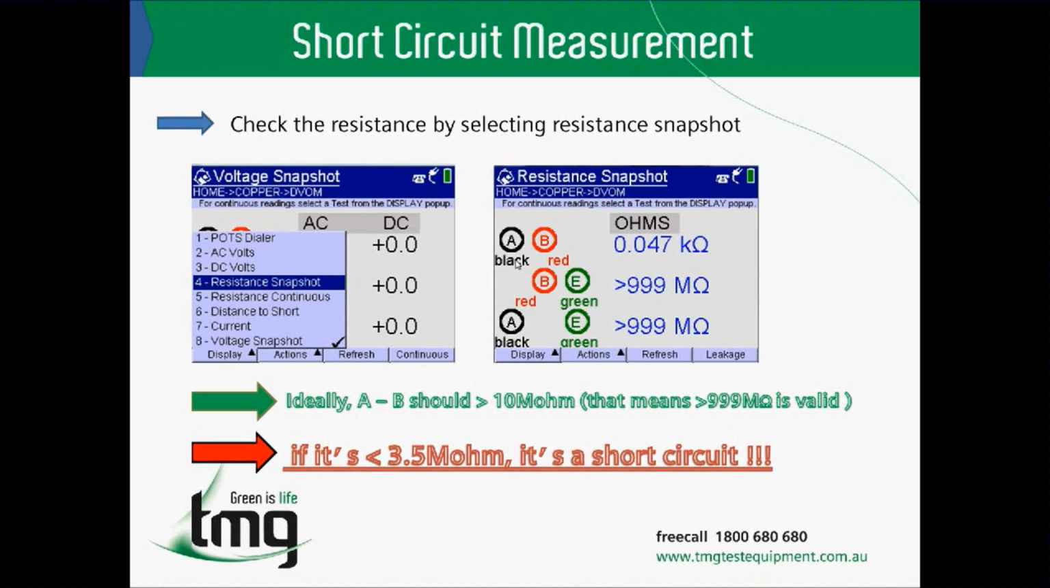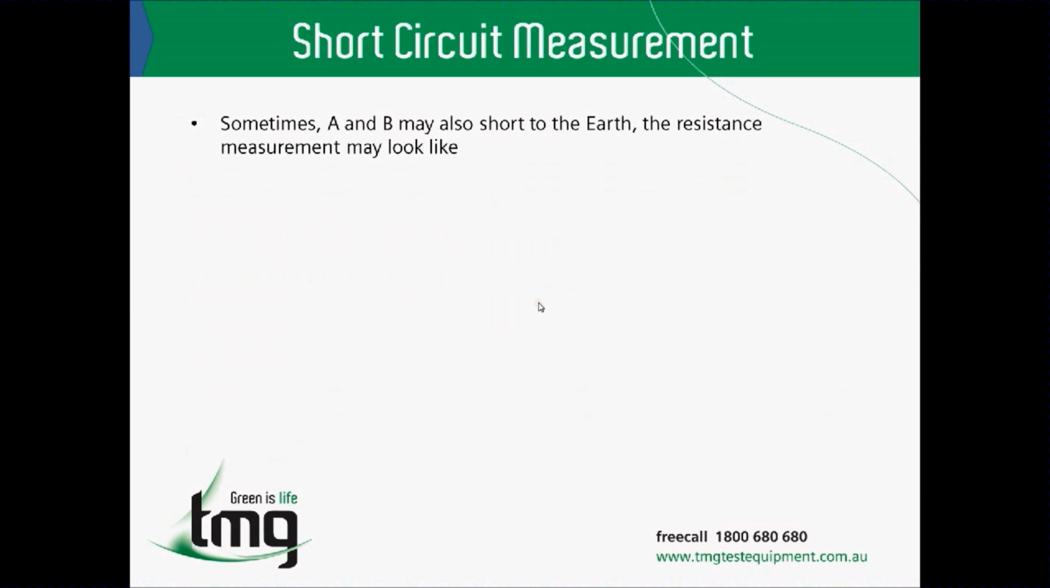Ideally, A to B should be greater than 10 megaohms. That means the higher its value, the better it is. If we find the resistance to be less than 3.5 megaohms, then we consider this situation to be a short circuit. Moreover, sometimes we experience that A and B may also be short-circuited to earth.